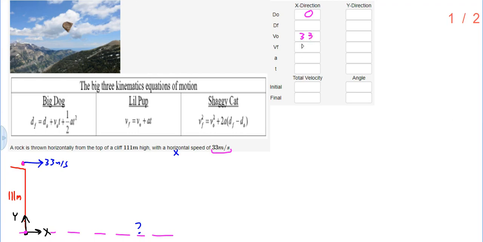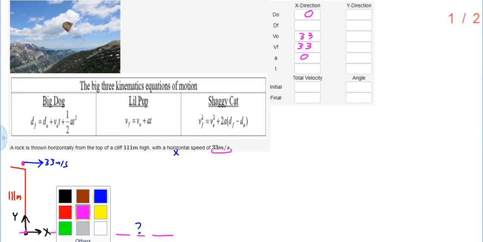The final velocity in the x direction, in order to know that, we need to remember what the acceleration is in the x direction. The acceleration in the x direction is just 0. The reason being, the only force acting on this object when it's in the air is gravity, and gravity only points down. So nothing is going to impact the horizontal component here. Therefore, our final velocity in the x direction is the same as our initial velocity in the x direction, 33.